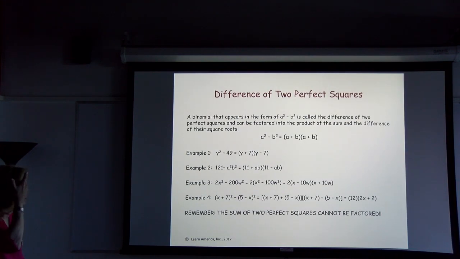Okay, difference of 2 perfect squares. Those are always written in the form of a squared minus b squared. Let me give you a couple of examples. 121 minus a squared b squared. 121 factors, perfect squares are 11. Those go in the first places. The square root of a squared b squared is ab. You'll have the sum and the difference of the square roots. Okay, that's fairly common types of factoring.